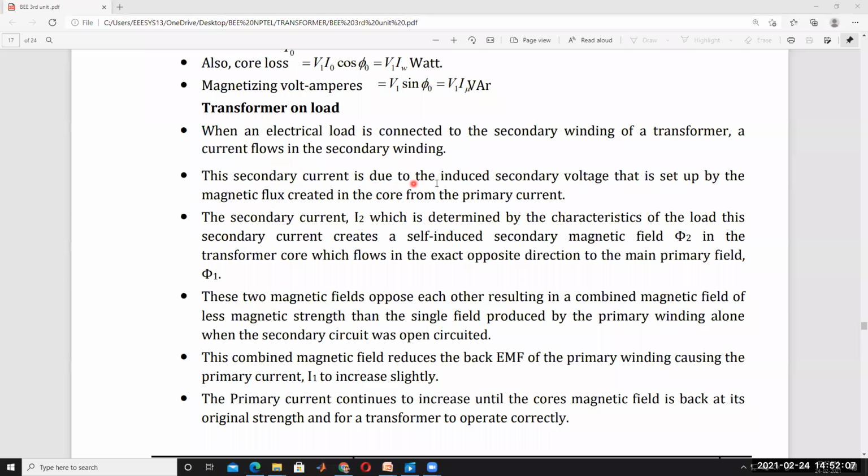This secondary current is due to the induced secondary voltage that is set up by the magnetic flux created in the core from the primary current. The secondary current I2 is determined by the characteristics of the load. This secondary current creates a self-induced secondary magnetic flux, phi 2, in the transformer core, which flows in the exact opposite direction to the main primary flux, that is called phi 1. Understood?